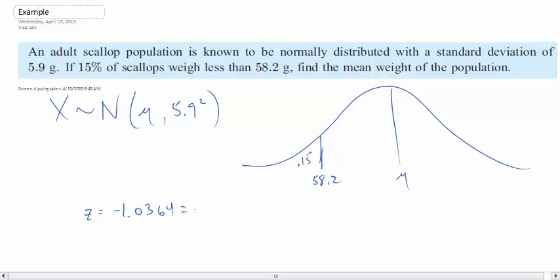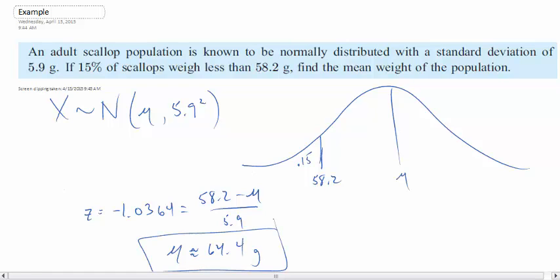And if we go back a few slides, how do we find z-score? We take the data value minus the mean divided by the standard deviation of 5.9. And this is an equation that we can solve. And we multiply by 5.9, we shuffle some things around, we move things from one side to the other, and we get that the mean is approximately 64.39 or 64.4 grams. And there we go.